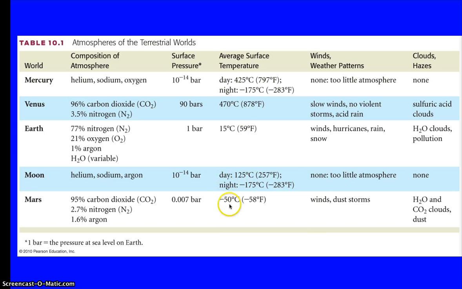And then when we look at Mars, the temperature is actually pretty cold. That's partly due to the fact that it's pretty far away from the Sun, and also that the thin atmosphere doesn't allow it to hold in much heat. Finally, we look at Earth, which has more of a unique atmosphere. It has a lot of nitrogen, oxygen, and a little bit of argon, and we see that the temperature on average is pretty hospitable.